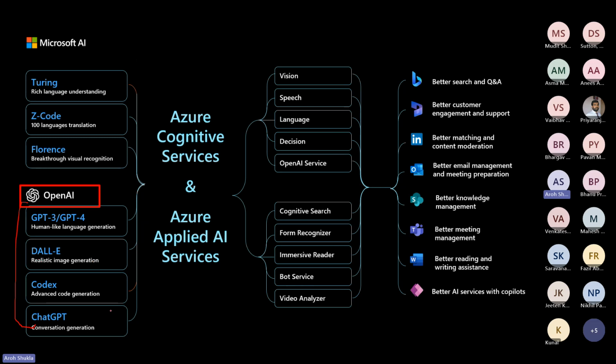Codex, ChatGPT, everyone knows, right? So something which is very, very common right now. And OpenAI service is part of your Azure set of services, right? We have seen vision, speech, language, decisions, and the latest one is Azure OpenAI services. One thing I want to let you know, these services are comprehensive, right?